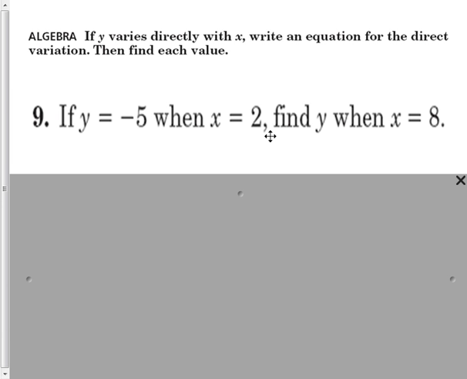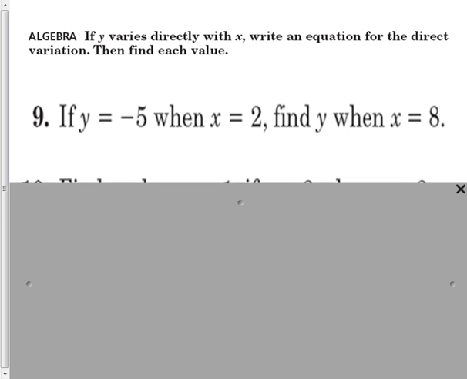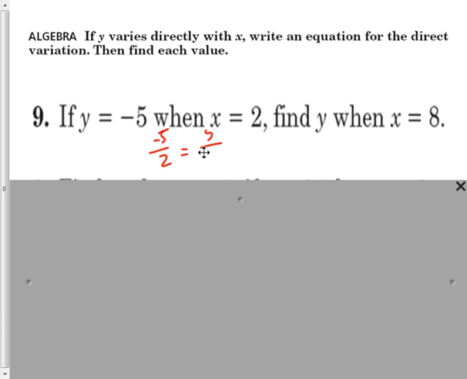And for our last example, we have some more where we would set up proportions to solve. So you could say that negative 5 over 2 equals y over 8. And so you see we're multiplying by 4, so multiply by 4. So y equals negative 20.